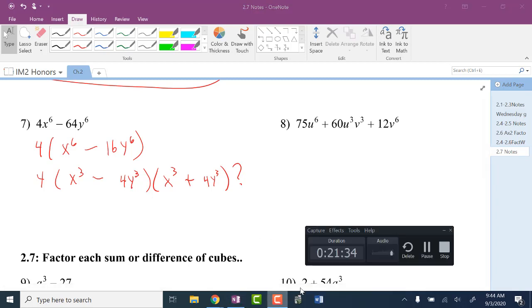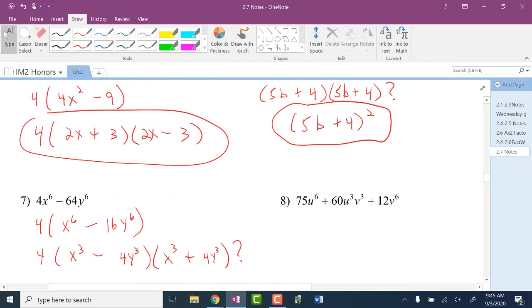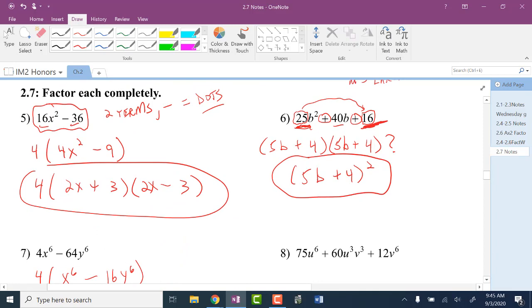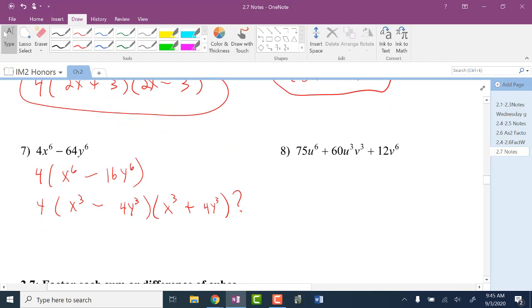Put that up on the chat. Should have been waiting to answer that question. Excuse me. So always look for a GCF. I made that mistake in number 6. I didn't look for it before I factored the perfect squares trinomial. And then look at how this is different than this.